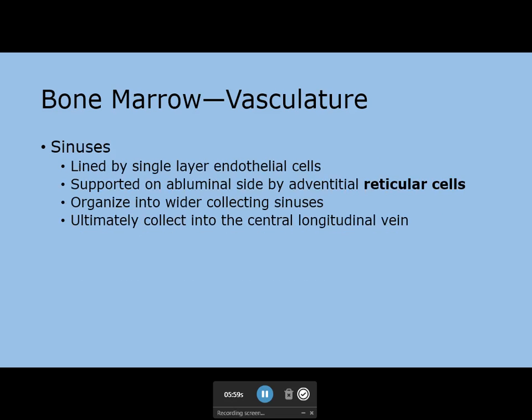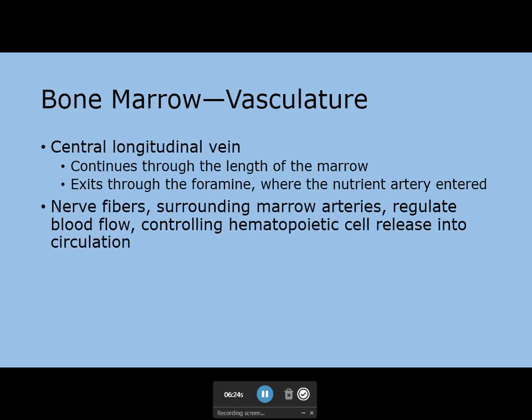Those are the sinuses, usually lined by a single layer of endothelial cells. They have a unique cell called a reticular cell, and this reticular cell plays several roles. One of the roles it plays is it produces cytokines, which are basically chemicals that control how the stem cells react to different things. Then we have what's called the central longitudinal vein. Of course, if it's a vein, it carries the blood away.